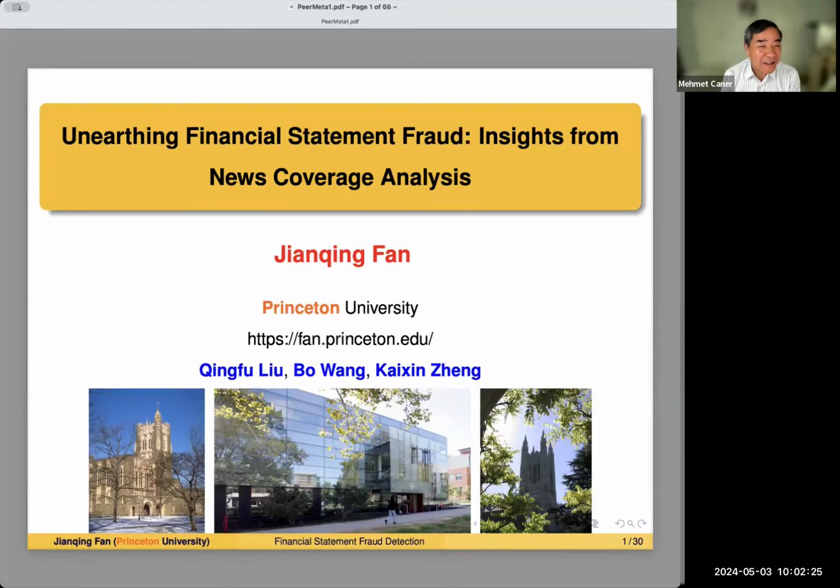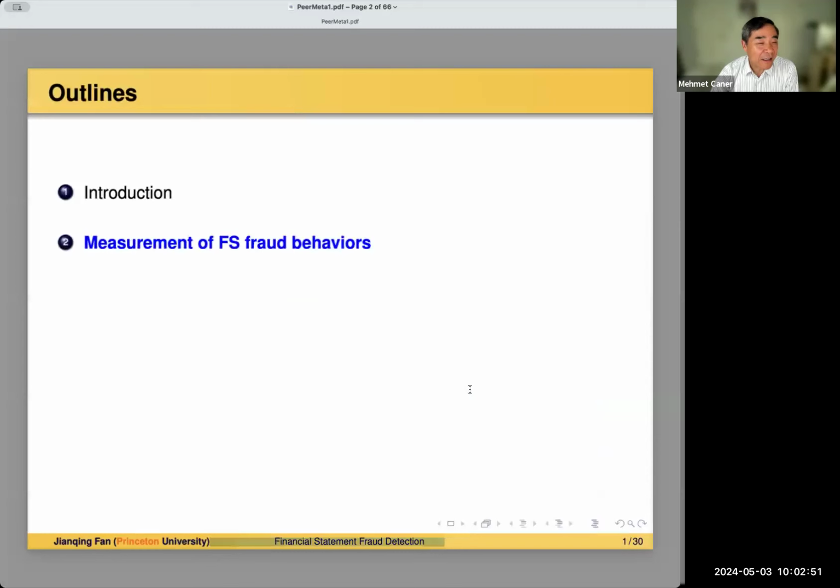So my talk today is on financial statement fraud detection, and the main data is news, the analysis of news coverage. This is based on work with my collaborators Qingfu Liu, Bo Wang, and Kaixin Zhang. They are all from Shanghai. So the data is mainly from Chinese data.